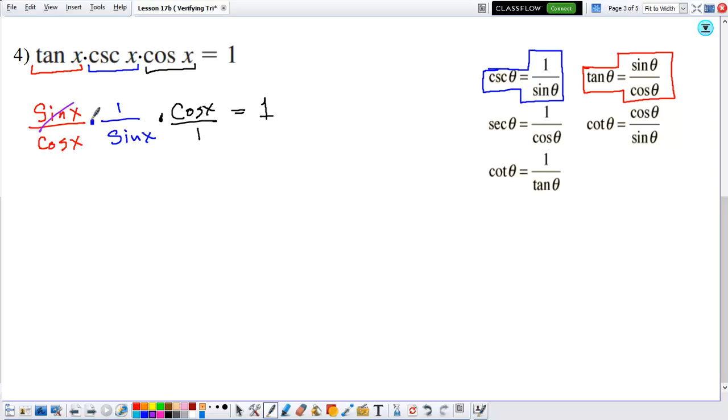I notice that this sine is going to cancel out with this sine. This cosine is going to cancel out with this cosine. So now we have 1 over 1, which is just 1. So on the left side, we have 1 over 1 equals 1. And that is basically saying 1 equals 1, which is true.